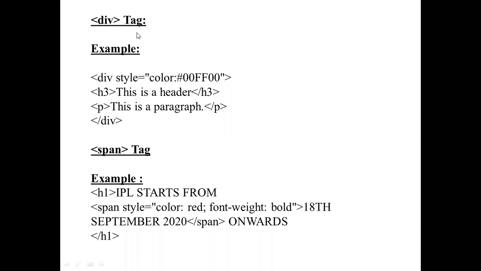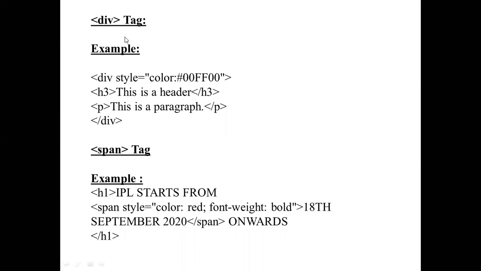The div tag is used to divide the content into sections, and we apply style to each section. With the span tag, we divide one text into different parts, and we apply style to each part. Suppose, for example, a heading tag: IPL starts from 18 September 2020 onwards. Here we apply style to 18 September 2020. That means the span tag applies style to part of the text.